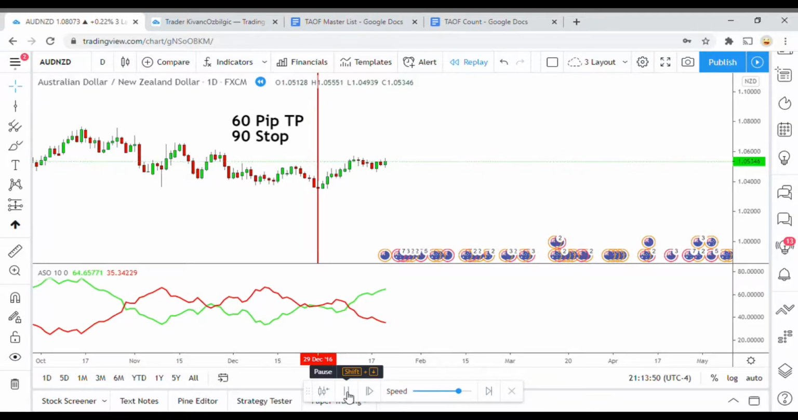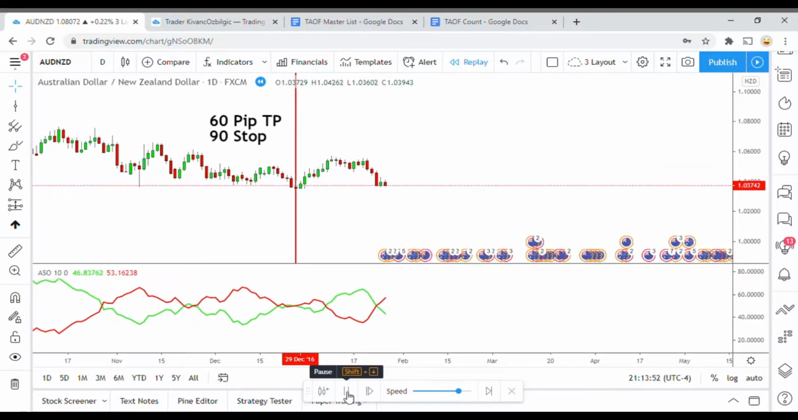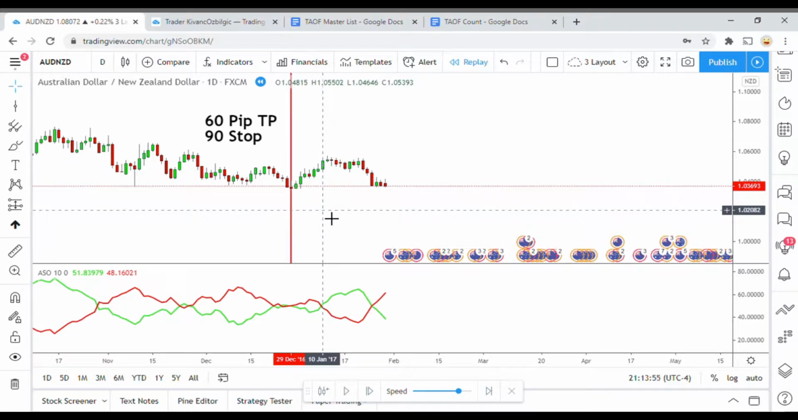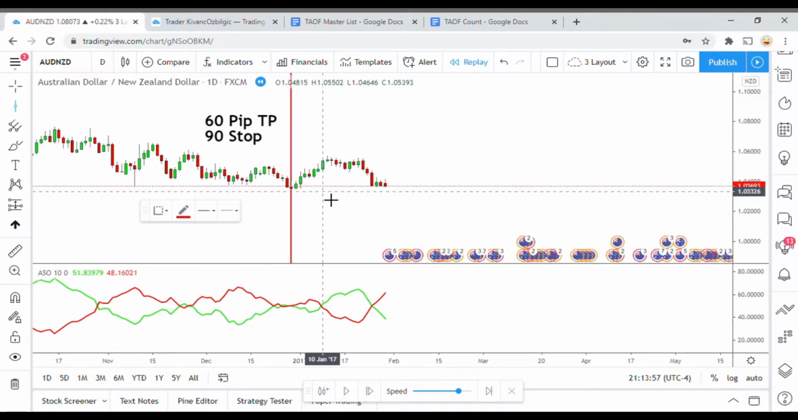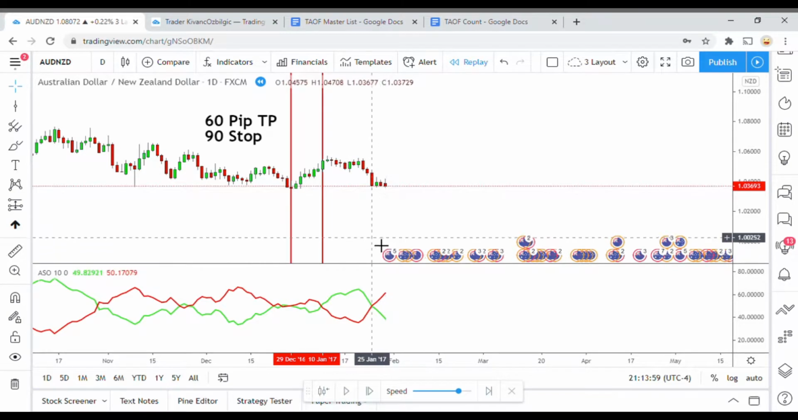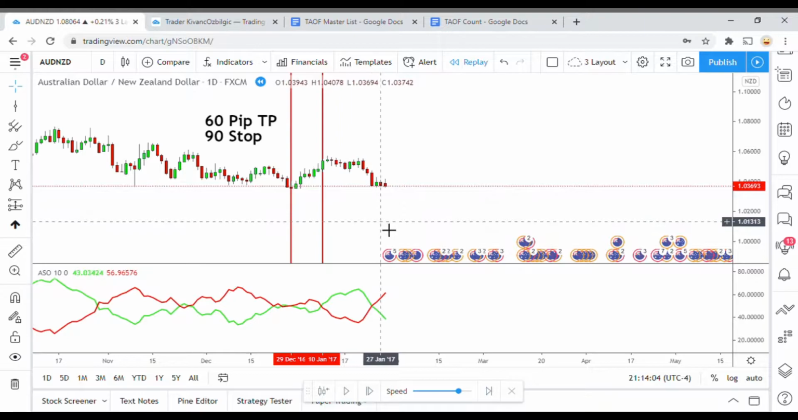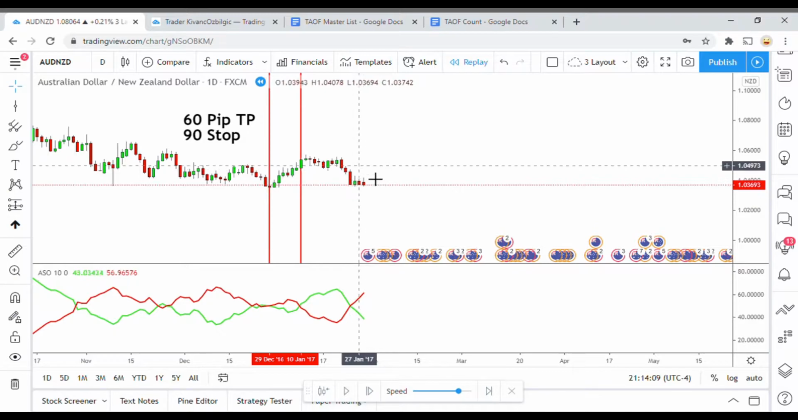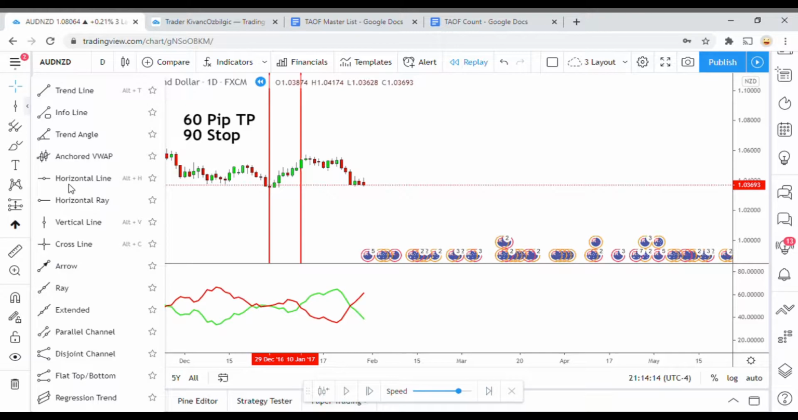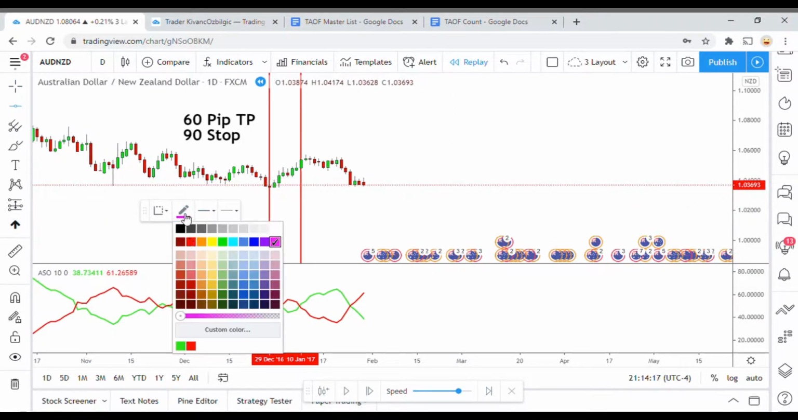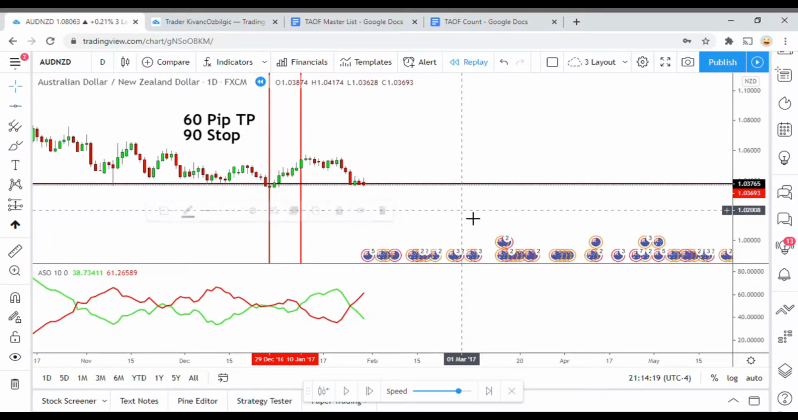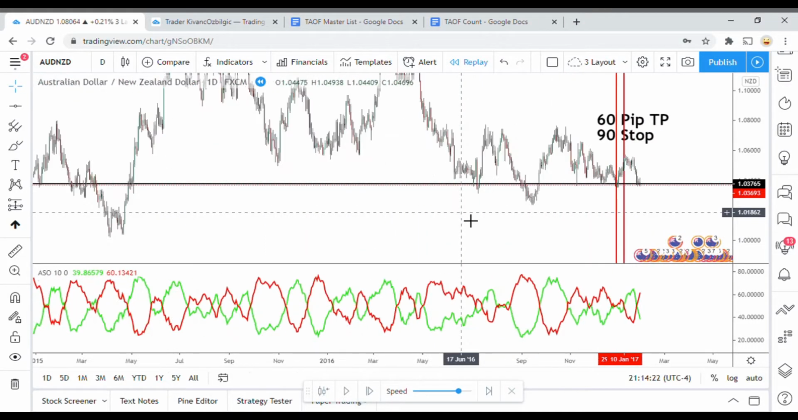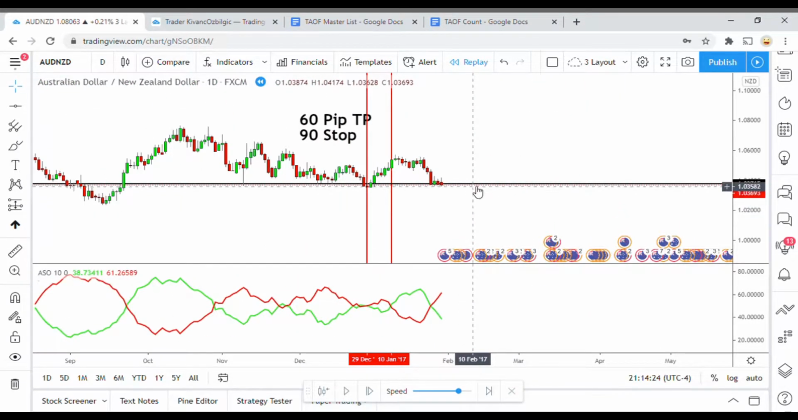Then we picked up a long signal right here. We need to play it out a little bit further to see what exactly price action is going to do for us here. Unfortunately, it turned around and reversed on us. So again, not a great signal there. We get a cross right here. Gonna have to play it out a little bit more to see where it's gonna go.